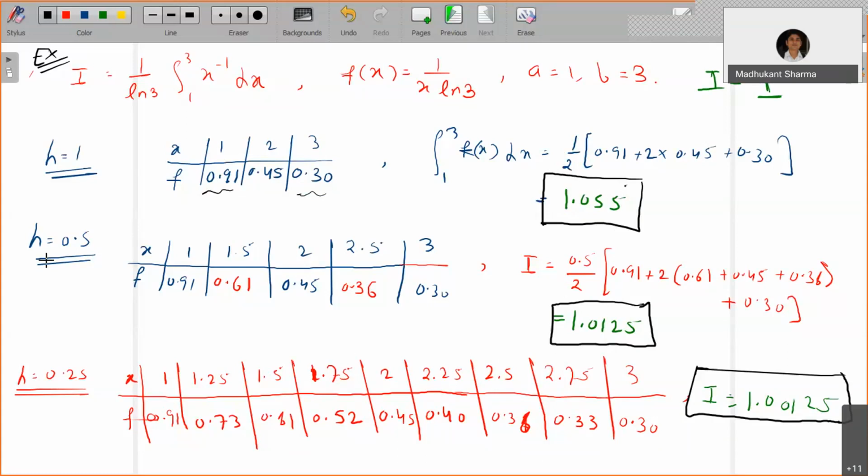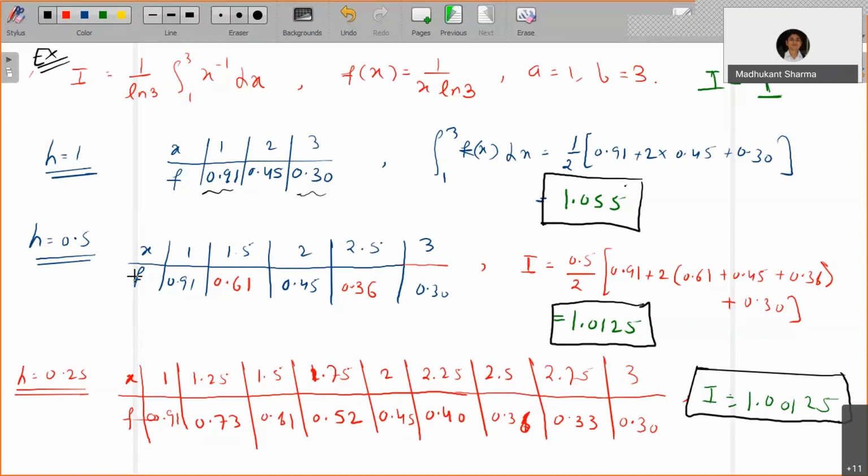Now if h equals 0.5 instead of 1, you are reducing the step size. So starting with x naught, the next value is 1.5, then 2, 2.5, 3. You are subdividing the intervals 1 to 2 and 2 to 3 again. Now you mark the values; you can use a calculator for the same. What we expect is that the value should be more accurate, though 1.055 is near to 1 only.